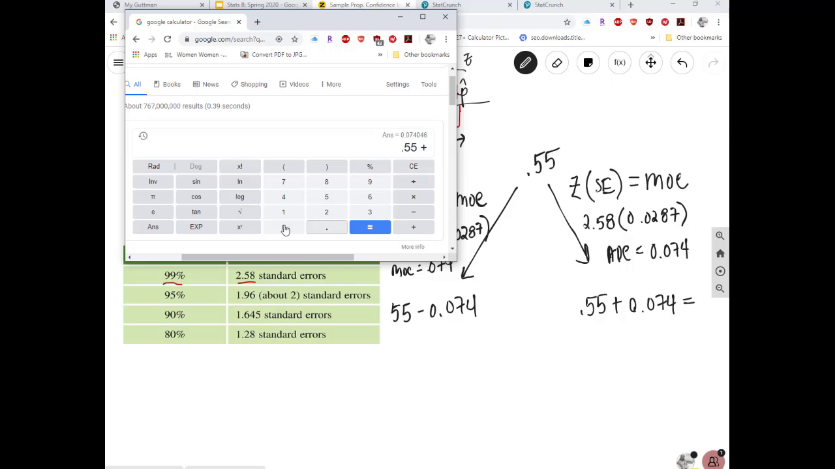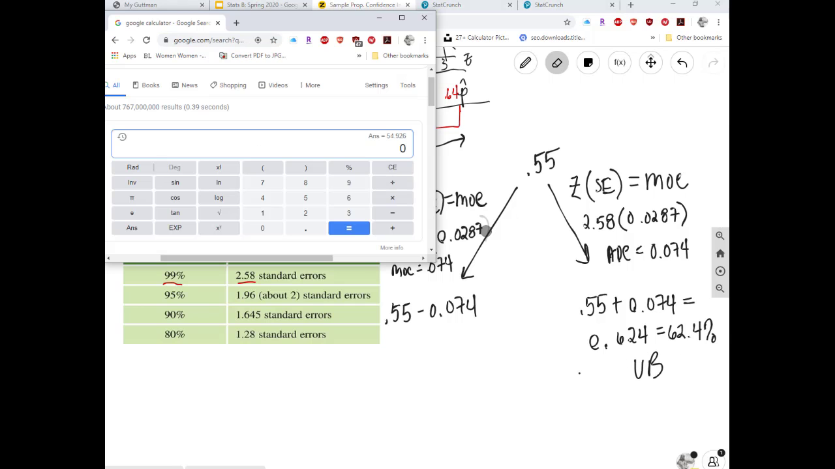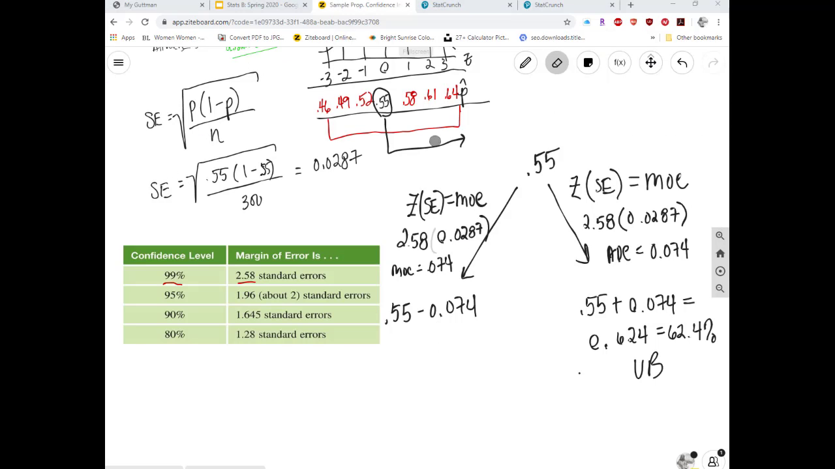0.55 plus 0.074 is 0.624. That's going to be the same as 62.4%, or my upper bound. So on this side, we've got 0.55 minus 0.074, and we're going to get 0.476. That's approximately the same as 47.6%, and that's your lower bound.